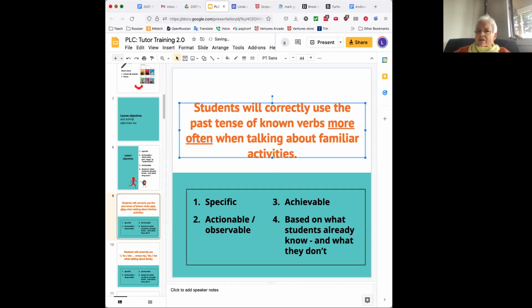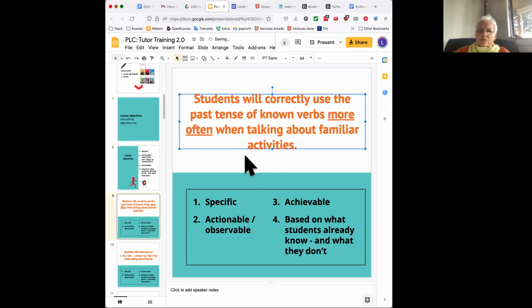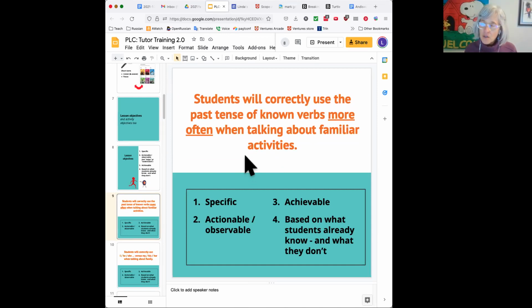When I create an objective, I want to know, what am I going to do? So it's not "students will something," it's what am I going to do to accomplish something? Actually, it's kind of two sides of one coin. I think of these objectives as the objectives for the students. So after I do my lesson, they should be able to do this.